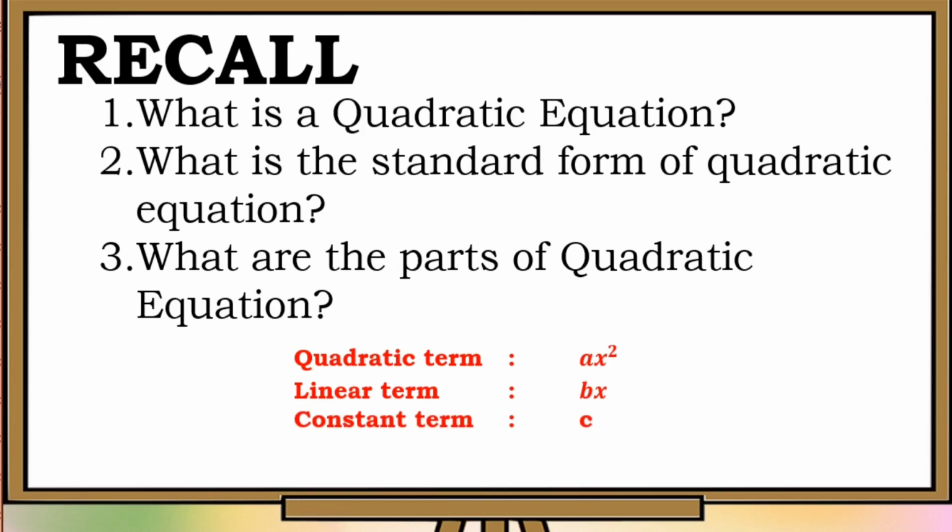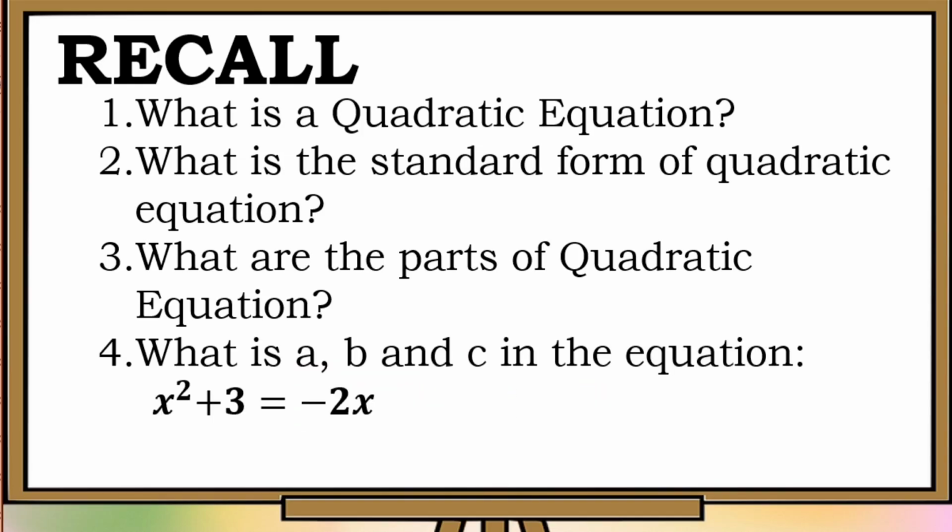Next number, what are a, b, and c in the equation? Take note that the given equation is not yet written in standard form. So you have to write it first in standard form so that you can identify a, b, and c. If we write it in standard form, we have x squared plus 2x plus 3 equals 0. So therefore, a, b, and c are 1, 2, 3 respectively.